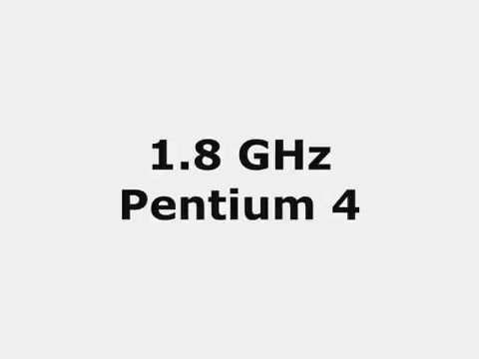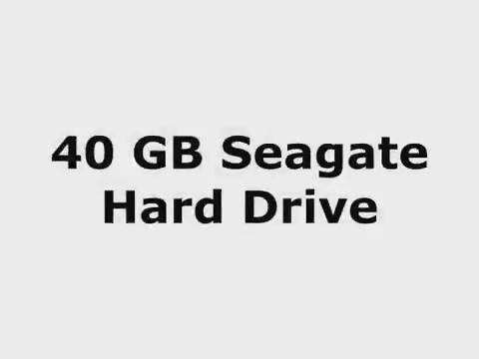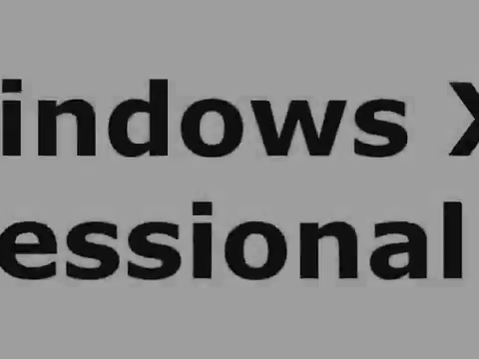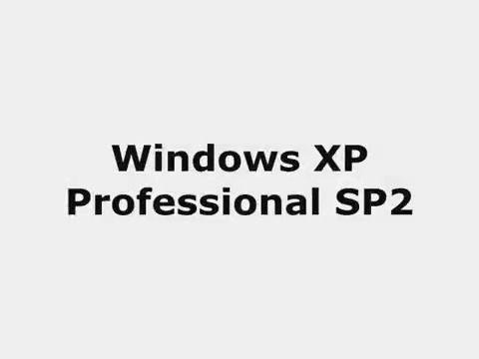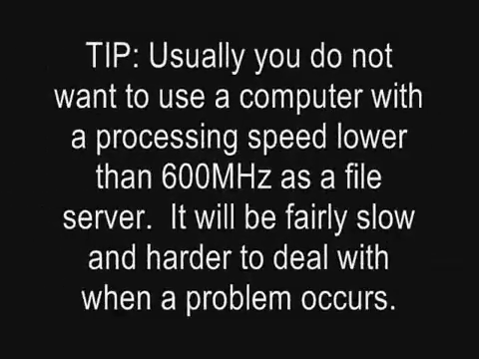The computer we will be using today is a Dell Optiplex GX240 with a 1.8 GHz Pentium 4 processor, 256 megabytes of RAM, and a 40 gigabyte hard drive with Windows XP Professional Service Pack 2 installed on it. Usually you do not want to use a computer with a processing speed lower than 600 MHz as a file server. It will be fairly slow and harder to deal with when a problem occurs.